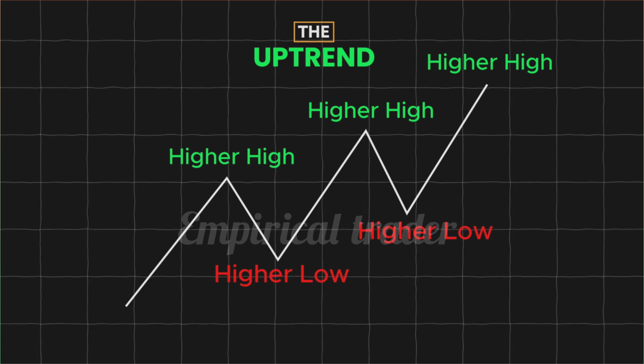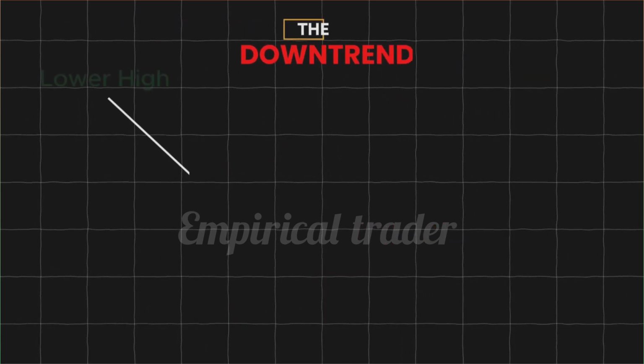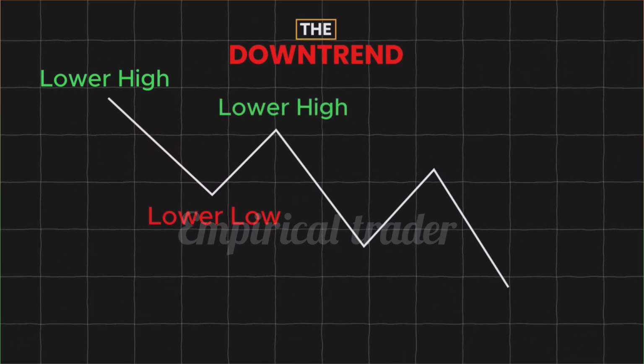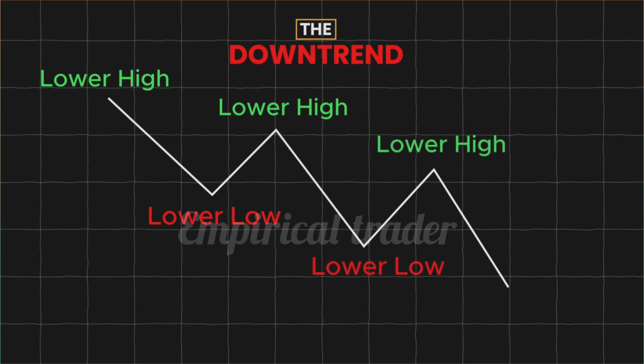For a downtrend, it's exactly the opposite. We have a high, we form a lower low, then the market goes back up, but this high is lower than the previous high. This is called a lower high. Then we keep moving down, creating a lower low, back up to a lower high, then another lower low. So for a downtrend, we need the market to constantly break lows and form lower highs.